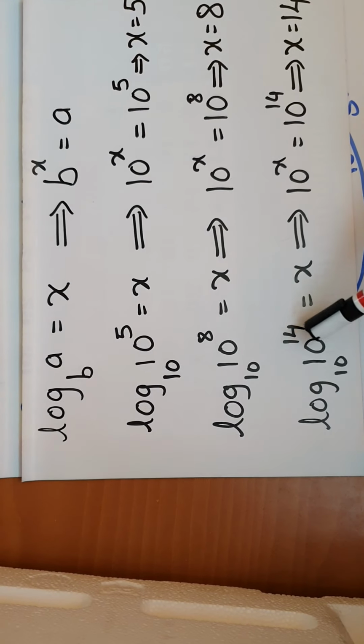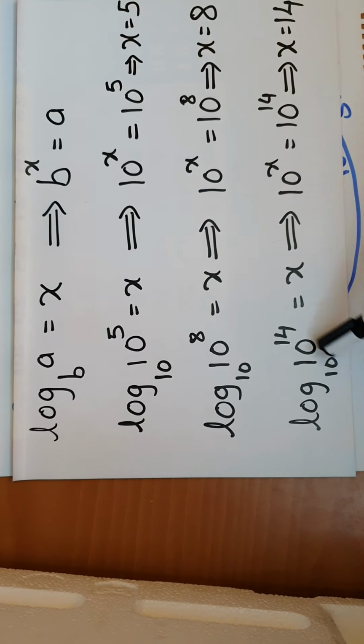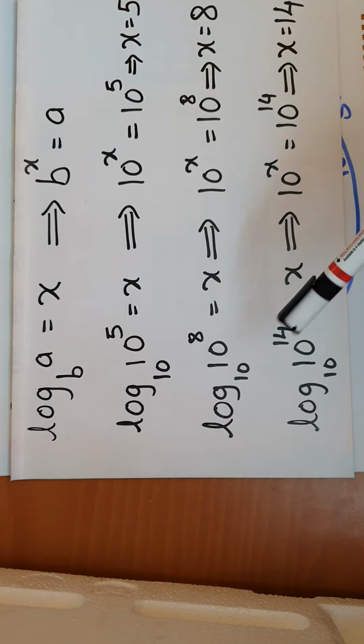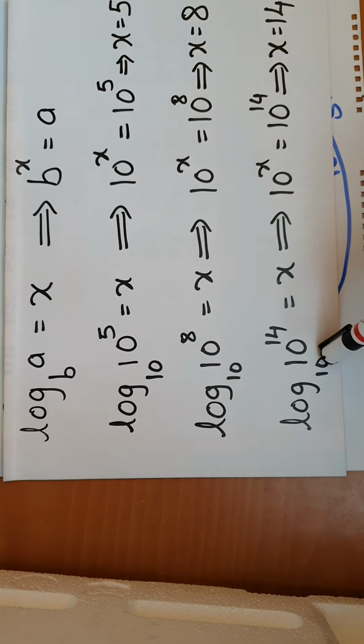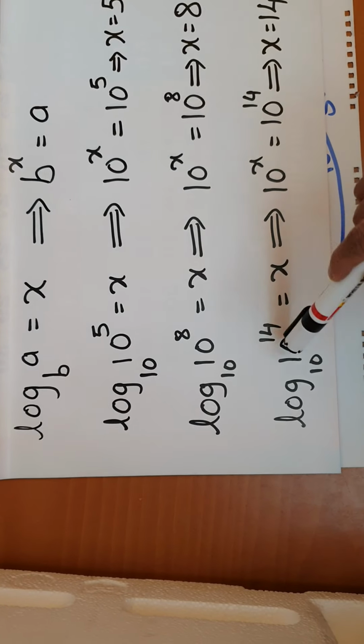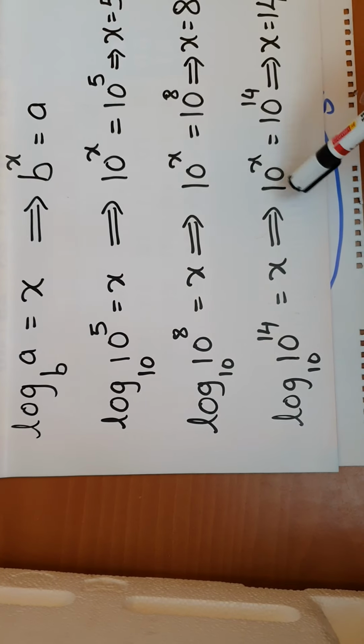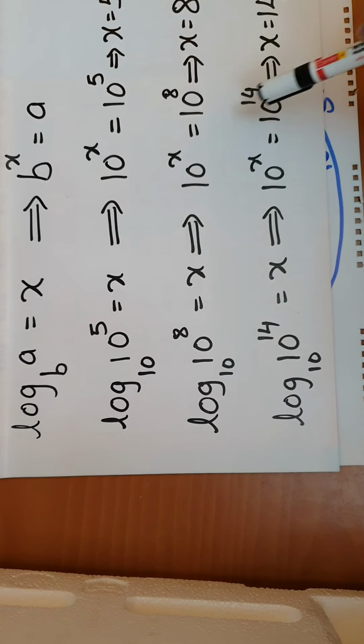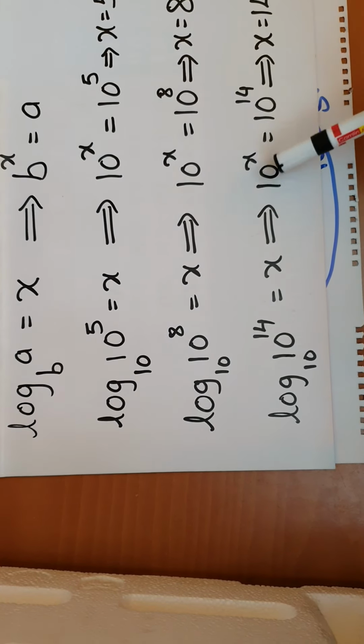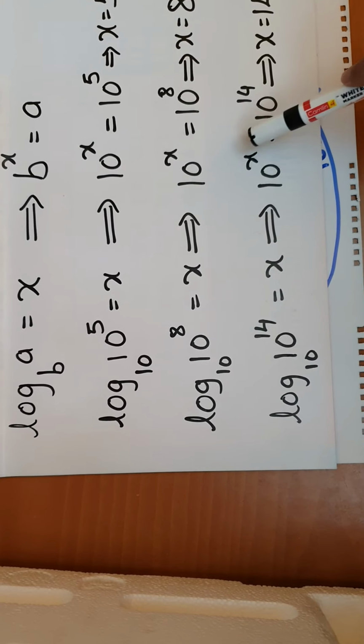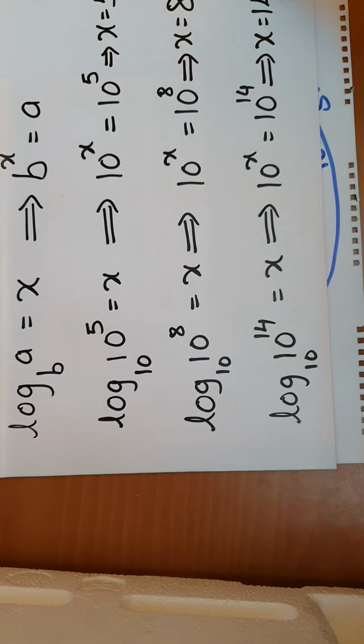Same way, log of 10 raised to 14 to the base 10, let it be x. According to the definition, base 10 raised to power x will give us 10 raised to 14. So in exponential form, 10 raised to x equals 10 raised to 14. Bases are the same, 10, 10. So these powers x and 14 are also equal.